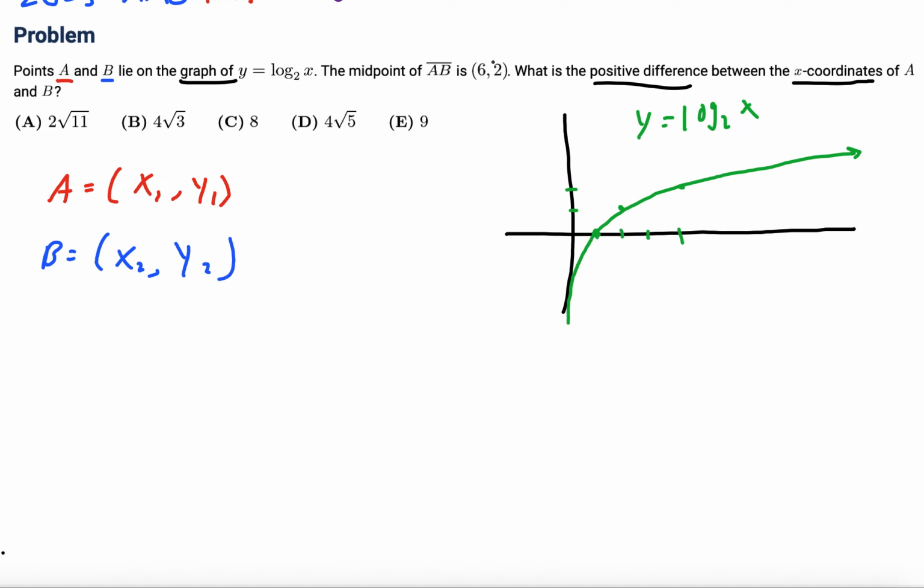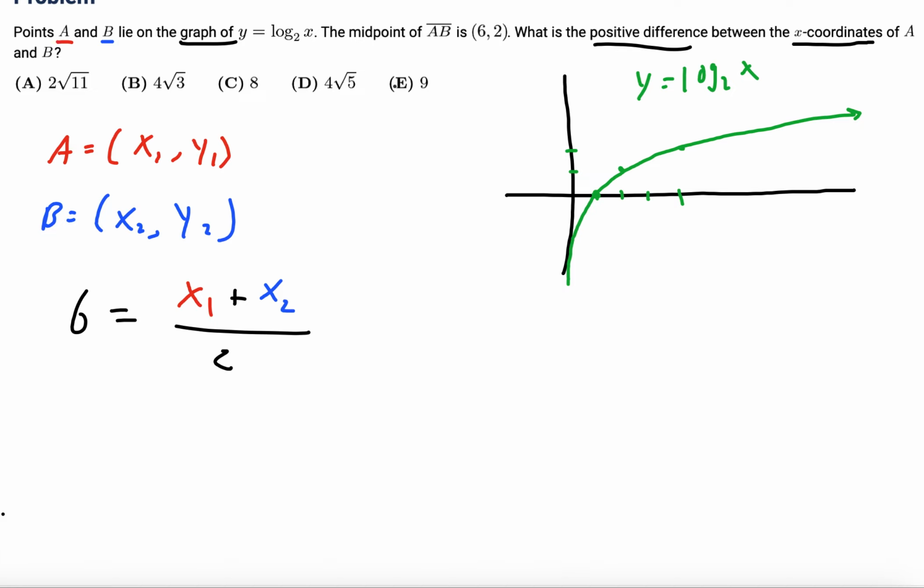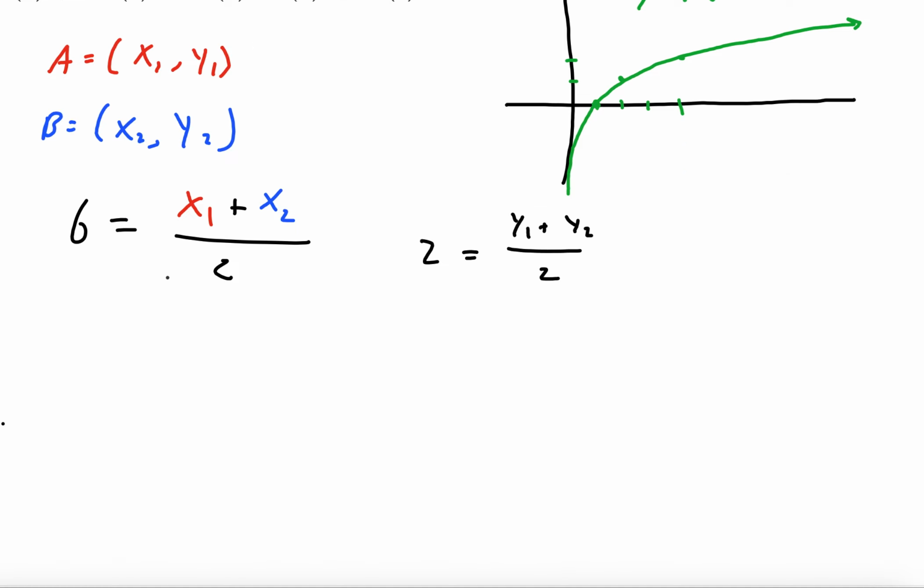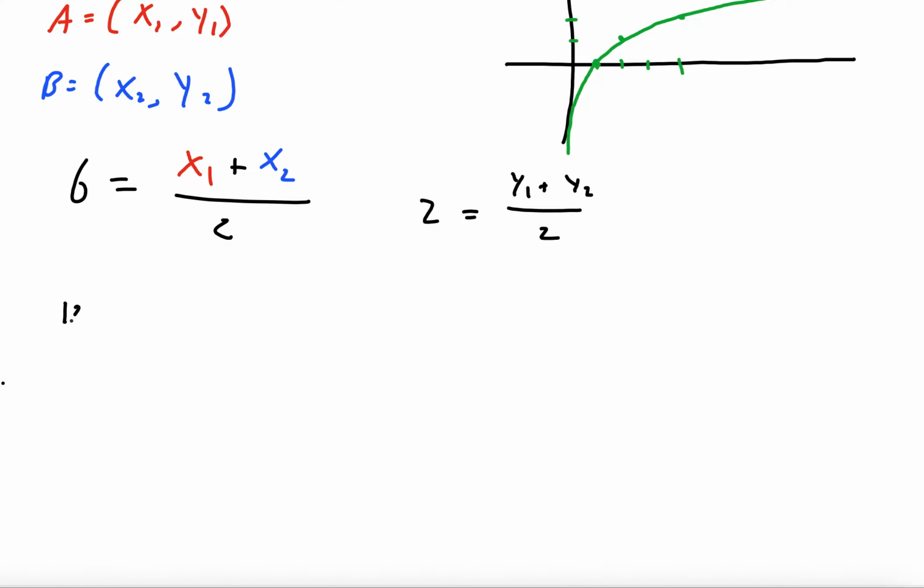So that means that here 6 is the sum of the x coordinates averaged. So that means that 6 is equal to (x1 plus x2) divided by 2, like this. All right, and of course we have 2 is going to be (y1 plus y2) over 2. So we can solve these independently. We have 12 is equal to x1 plus x2. And here we have y1 plus y2 equals 4.